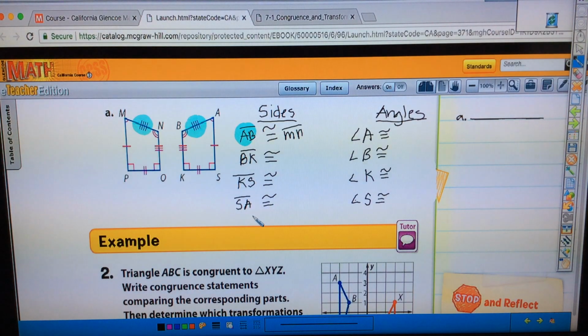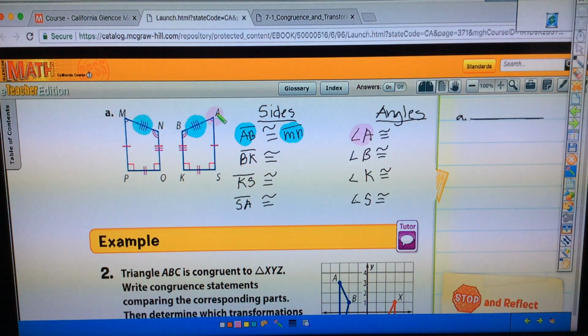MN or NM, it doesn't really matter. So let's see here. I'm going to go ahead and finish the angles. Angle A, let's see if I can find angle A. Angle A is right here.